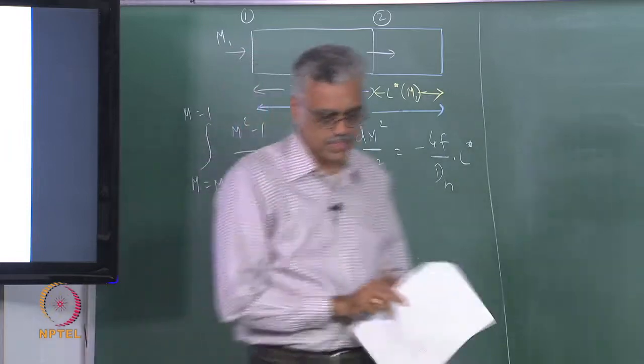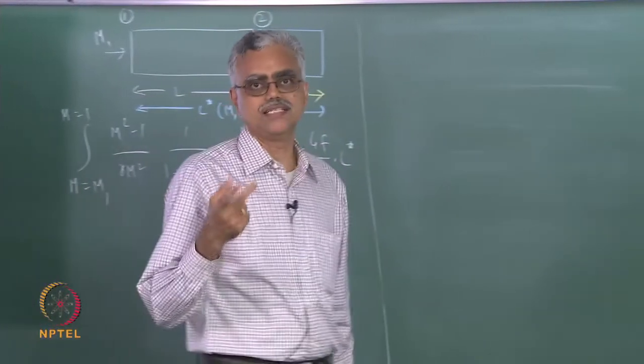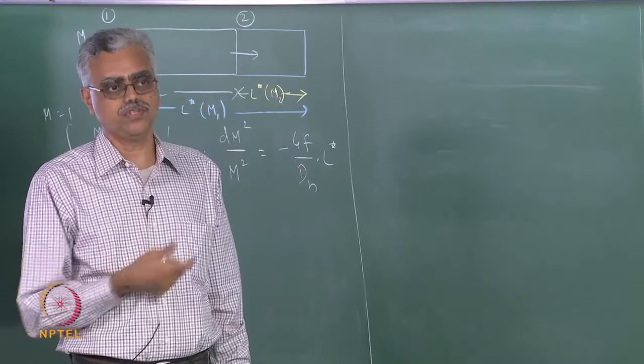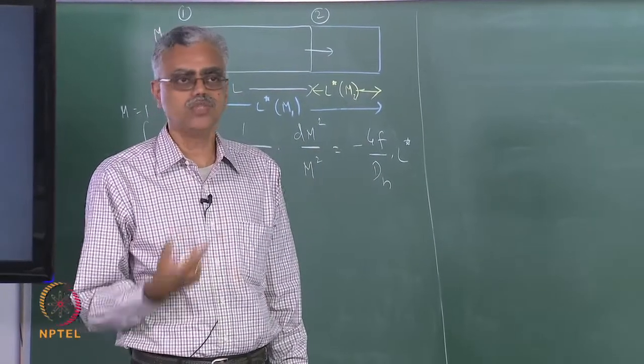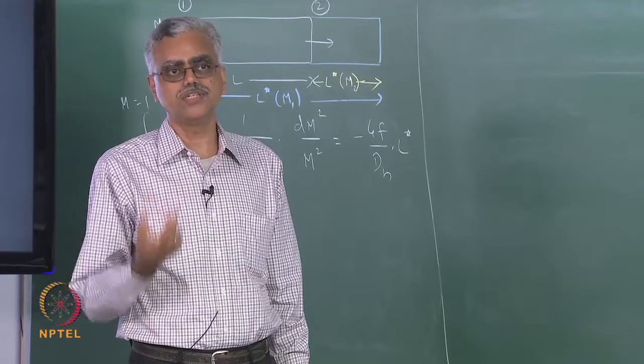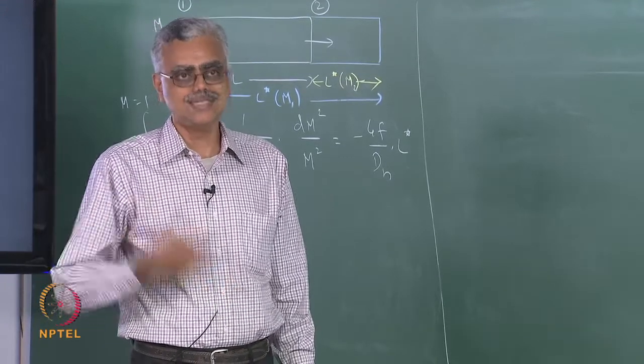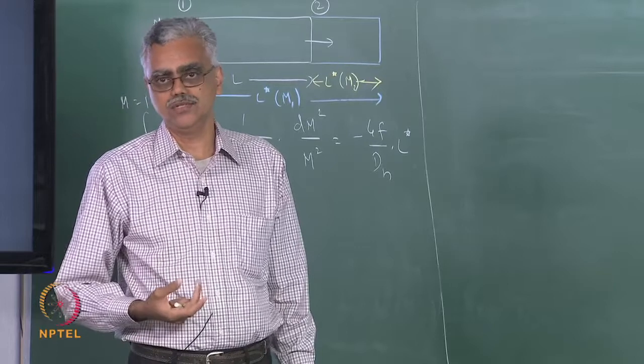Okay, let us do a worked example next. We will do two worked examples in this module, one for a subsonic entry Mach number, another one for a supersonic entry Mach number. And in both cases we will look at situations when L is less than L star and L is also greater than L star.